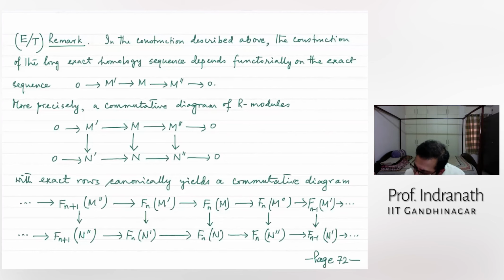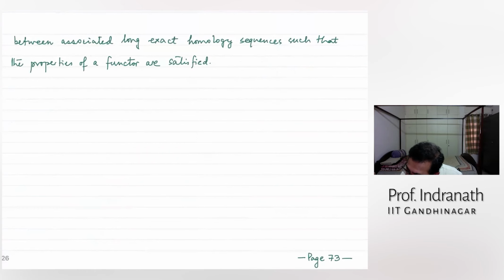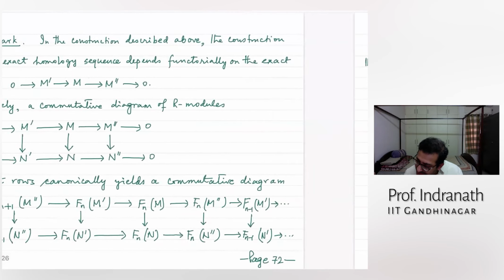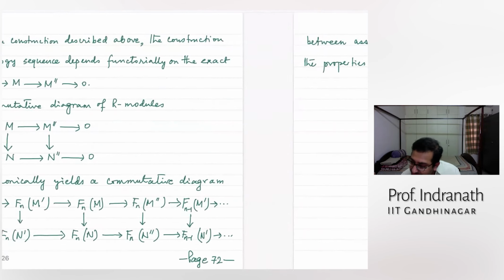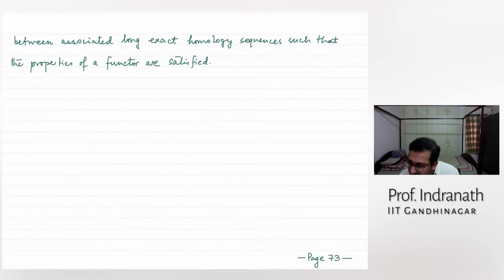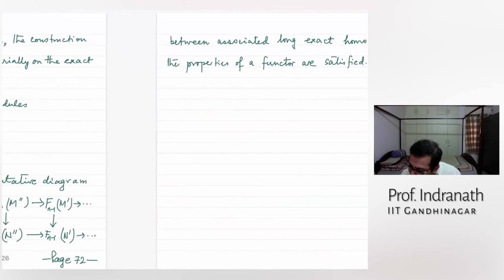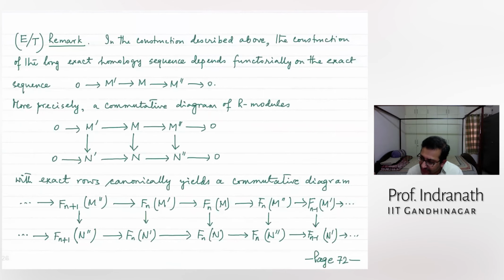Okay, so therefore what we can do is that it canonically yields a commutative diagram after you apply the functor. That means here you have the left derived functors for each one of these at each level, and this is between the associated long exact homology sequences, as the properties of a functor are satisfied. So basically, you know what I mean by that. And you naturally have the functoriality using the left derived functors.